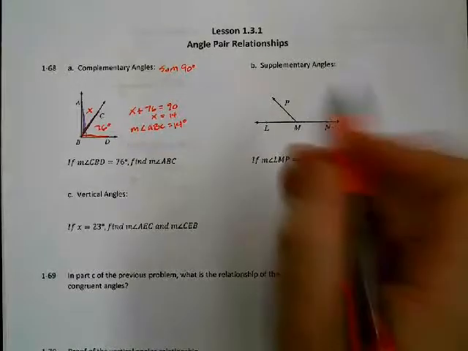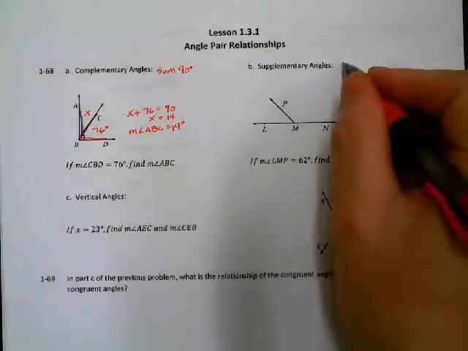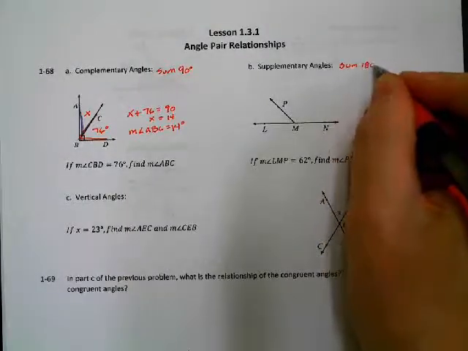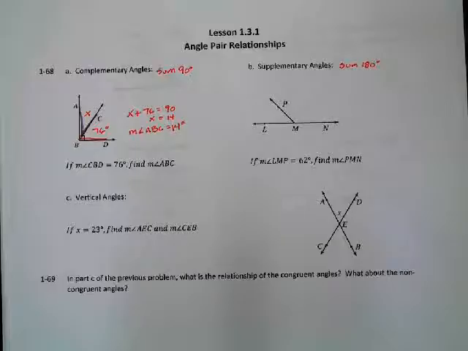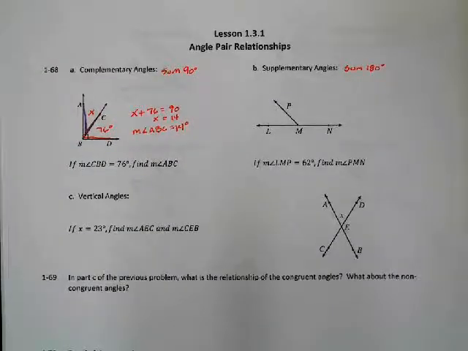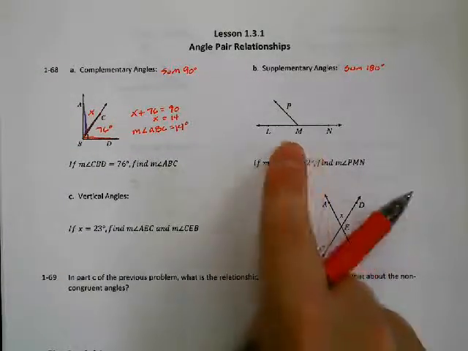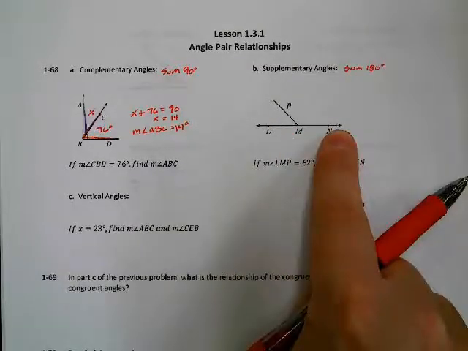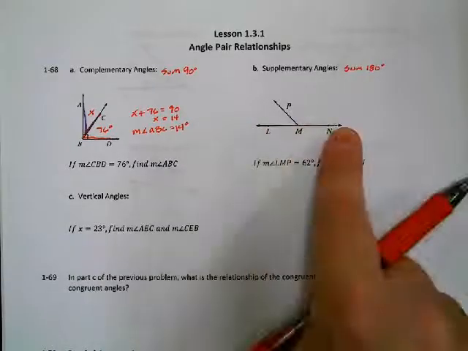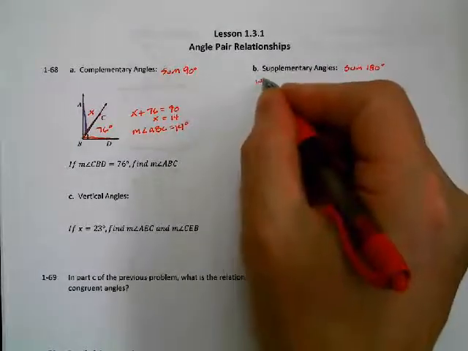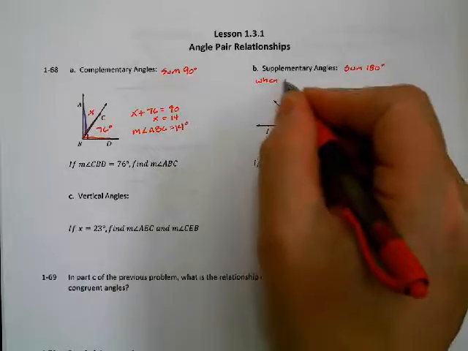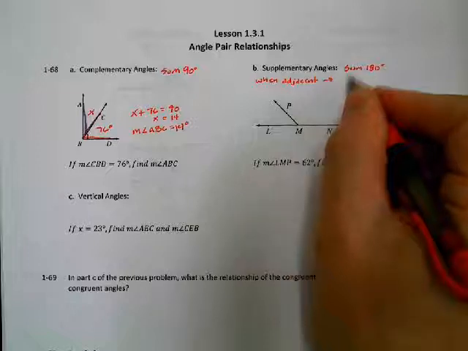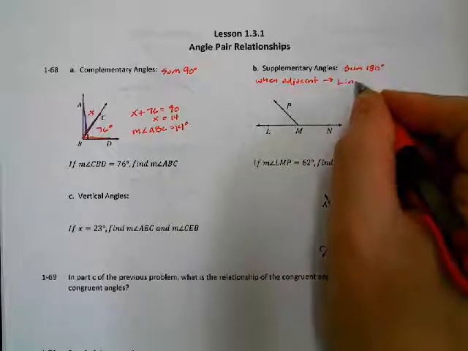All right, next one, supplementary angles. Their sum is 180. Here I've got supplementary angles that are adjacent to each other. When they're adjacent, these two angles are called linear pairs because together they make a straight line. So this pair of angles makes a straight line. When adjacent, they have a special name, and we call them linear pairs.